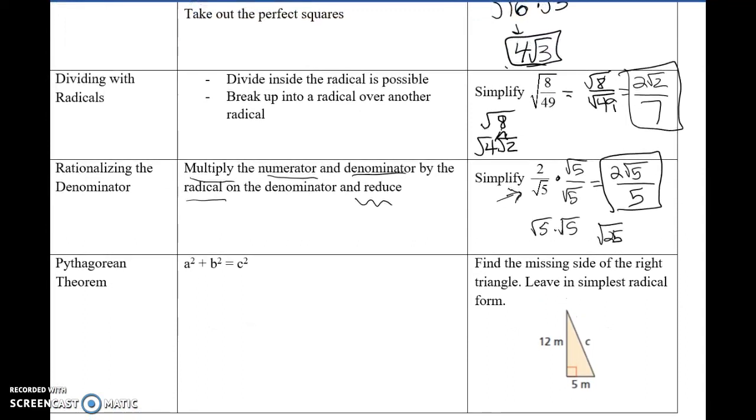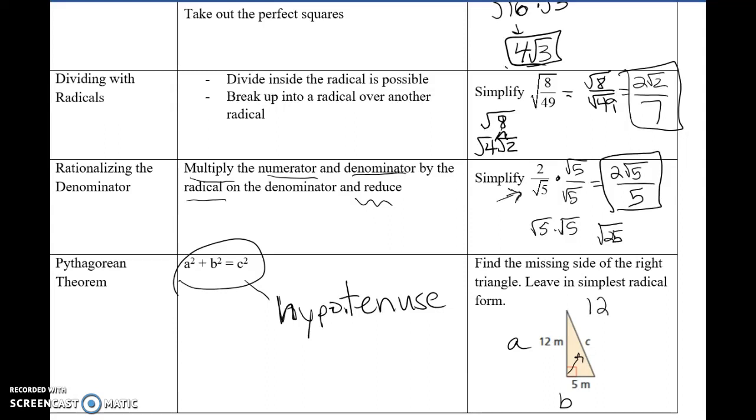Lastly, let's look at Pythagorean theorem, which is a squared plus b squared equals c squared. C will be the hypotenuse side, and the other two sides you can label a or b, it doesn't matter which. So in the example, I can label the 12 the a, the 5 the b, and c is the hypotenuse because it's opposite the right angle. So let's figure out what c would be. I'm going to plug it into the Pythagorean theorem. So a squared, or 12 squared, plus b squared, or 5 squared, equals c squared.